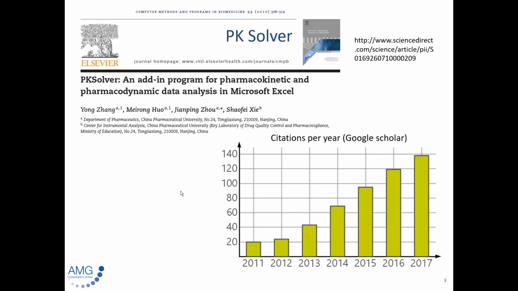Okay, so the PK Solver was actually published several years ago now, 2010, and this is the original paper, and there's quite a bit of information in there about how it works. It's been pretty well cited since then. This is citations by year, just dug out of Google Scholar, and from what I could see when I was looking online, it was far and away the best, most used kind of free tool for doing this.